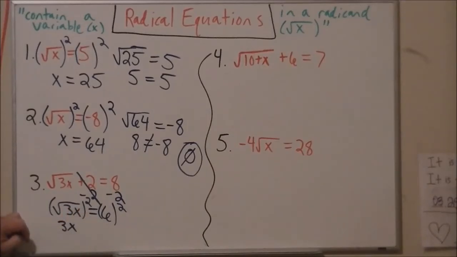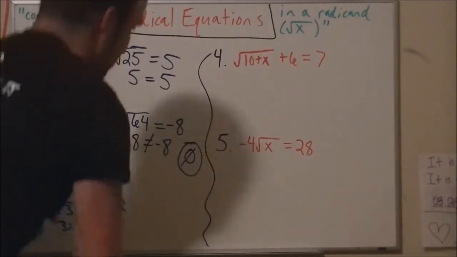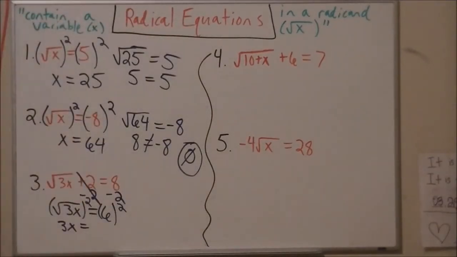And now I can operate from there. But I have equals, what is 6? Note, not 6 times 2, but what is 6 squared, or 6 times itself? 6 times 6 is 36. And so 6 squared is 36, and what I have left is 3x equals 36.